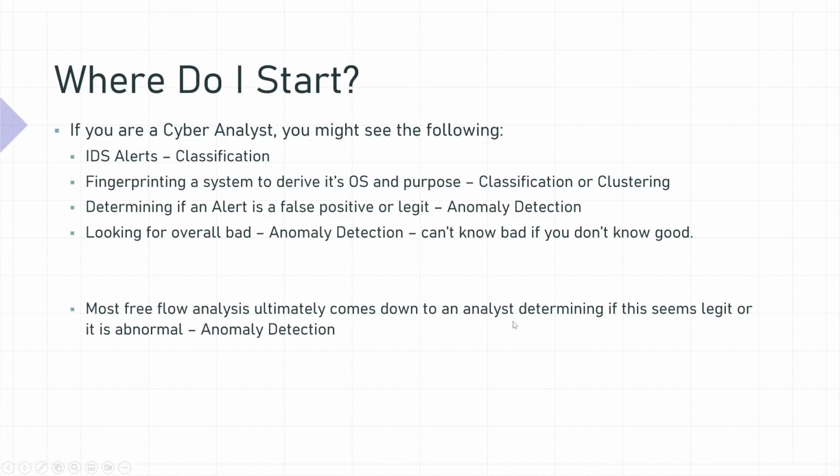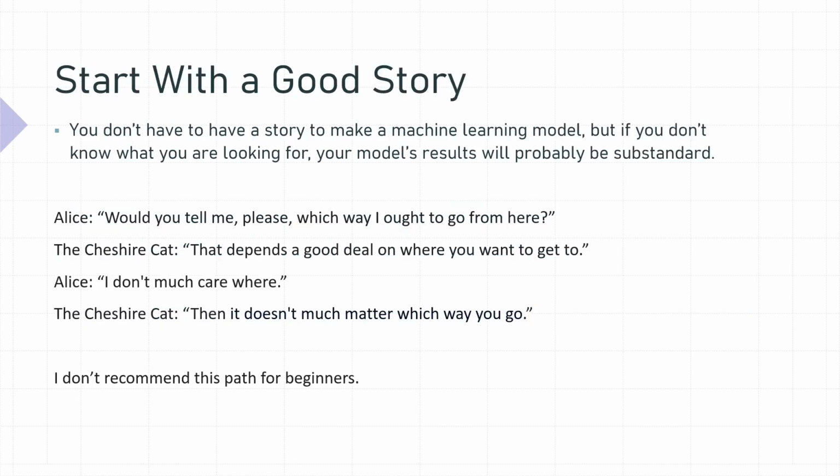Most flow analysis mostly comes down to determining if it seems legit or if it's abnormal. I mean, that's what we do. We look at the stuff, we gather the facts, and we say, based off what I'm seeing, I'm calling this abnormal. I'm saying it's not. I'm closing the ticket. I'm furthering the investigation. Every day, as cyber analysts, we are doing anomaly detection. So I'm going to really focus on anomaly detection because that's something that should be very familiar and near and dear to your hearts. And okay, so what do we do?